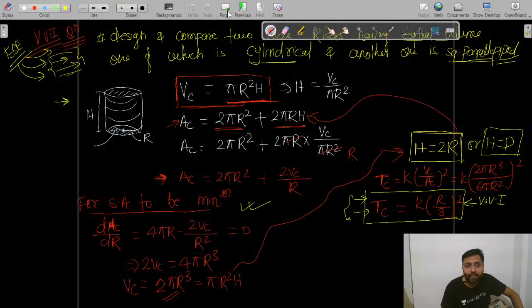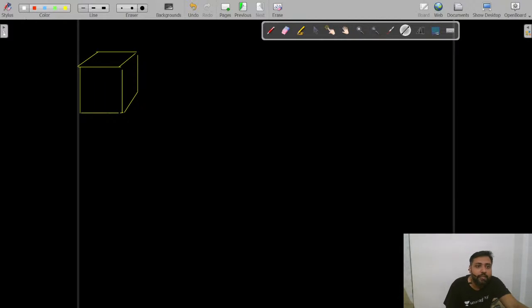Let us go for designing the square parallelopiped riser. You know how the square parallelopiped riser will look? It will look like this. This is one of the sides, and let us say this is A, this is A, and this will be the height, let us say H. So A is one side, since it is a square parallelopiped, and the height is H.